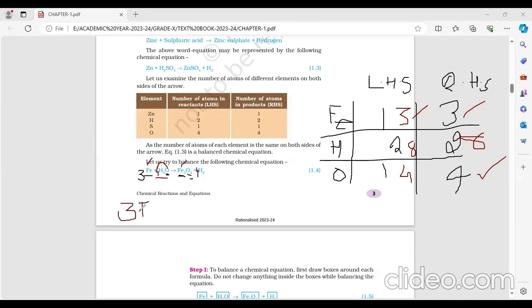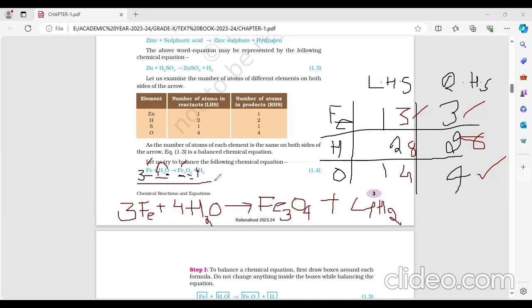So what will be the final balanced chemical equation? The chemical equation is 3Fe plus 4H2O gives rise to Fe3O4, ferric oxide, because when iron is exposed to water or moisture, it forms a layer of ferric oxide, right? Plus 4H2. This is the final balanced chemical equation.